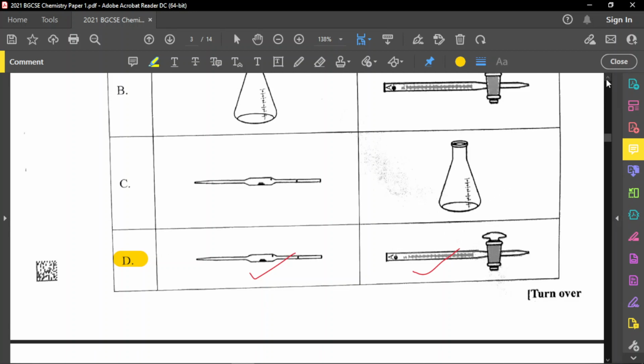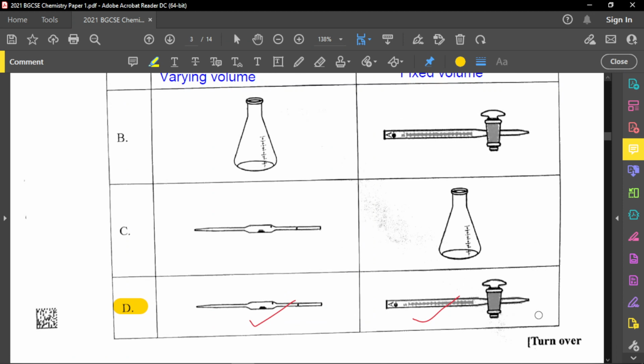To test the set volume, use a pipette. To test the unknown volume, use a Buret. However, in the examination, they also gave B as an option, because the conical flask can also be used to measure a set volume of a solution as well. Just to point that out as well.